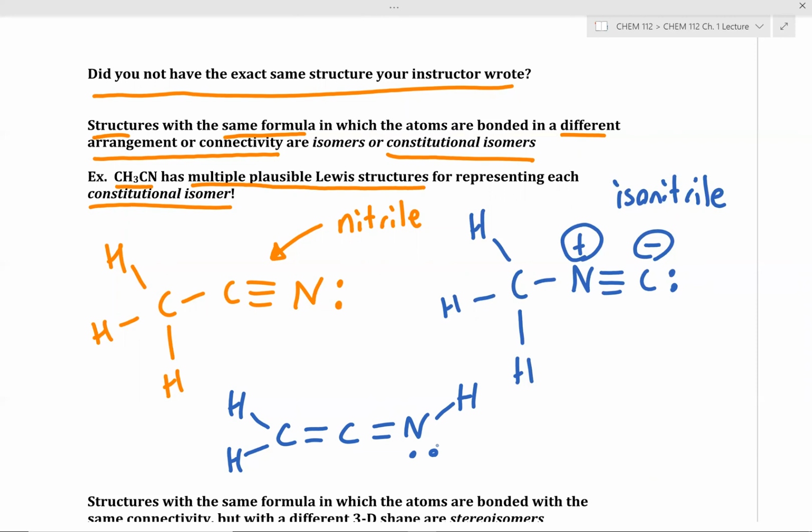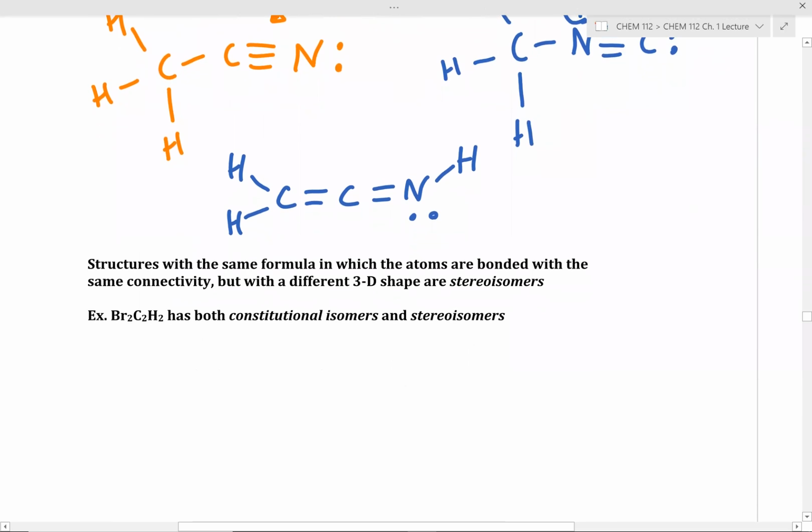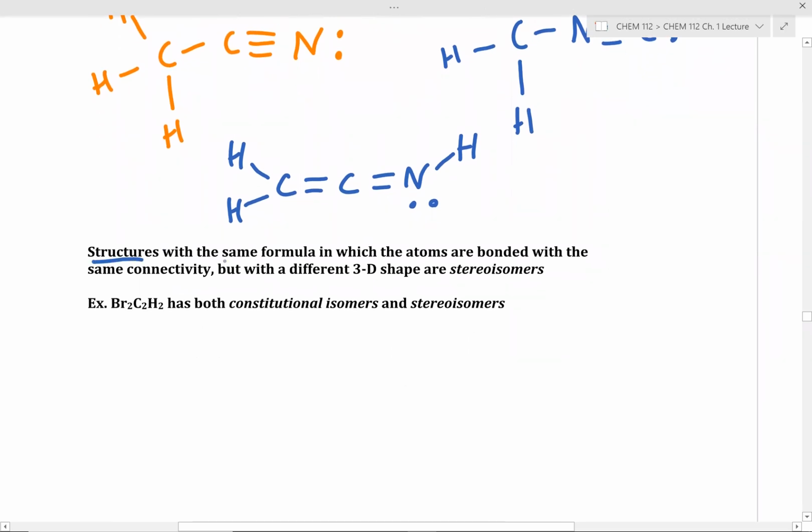Now, there's another type of isomer that we need to discuss that are often drawn in organic chemistry, and the main place that we see it in the introductory chemistry courses has to do with compounds containing double bonds. So let's talk next about the other type of isomer, which occurs when we have structures with the same formula and atoms are bonded with the same connectivity. Wow, these molecules are very similar. However, they have one critical distinction that biological systems can pick up on, that chemical reagents can pick up on, and it's the fact that these isomers with different 3D shape are known as stereoisomers.